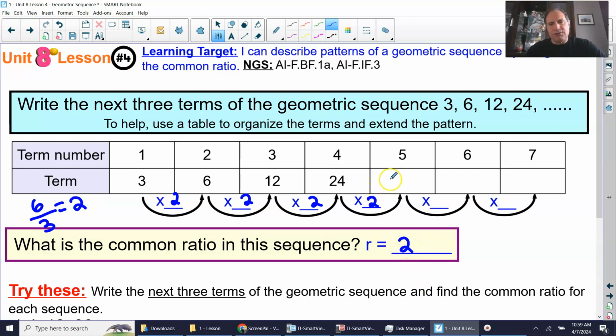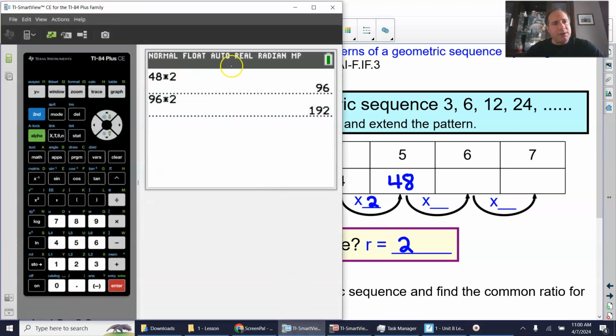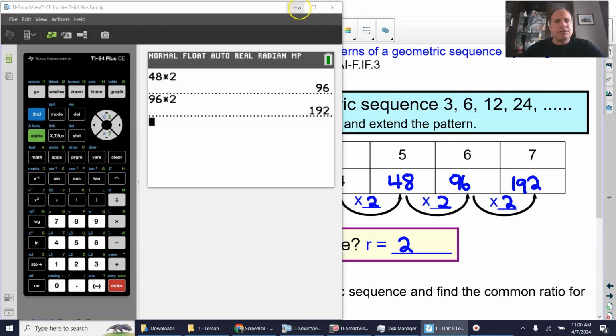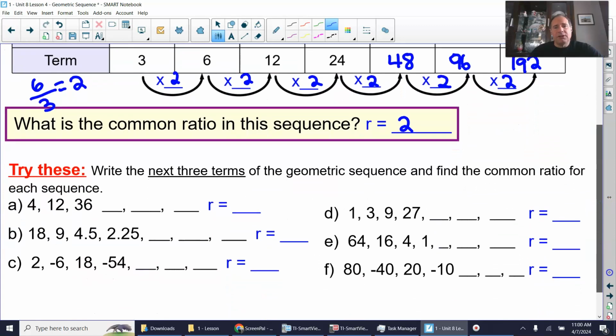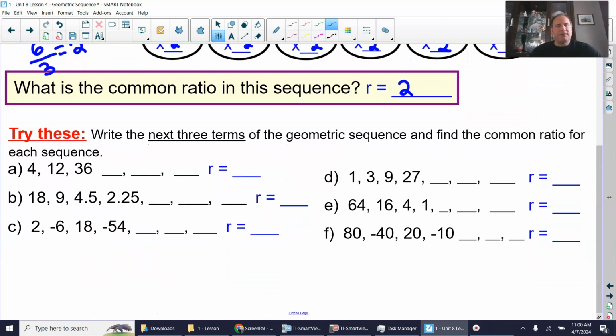So 24 times 2 is 48. 48 times 2, and you could use your calculator for anything that you want, is 96. And 96 times 2 is 192. And you could put that in right here. So the common ratio for this geometric sequence is 2. And that's really it so far. So we're going to just focus on a couple of these. It says try these. We're going to work our way through them.